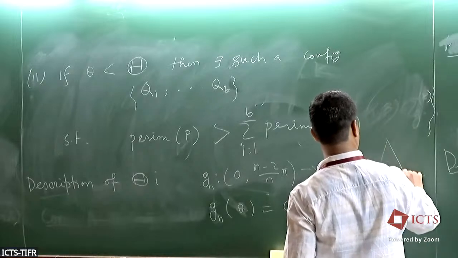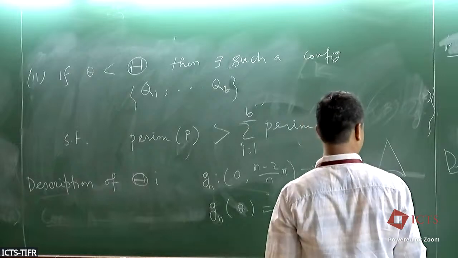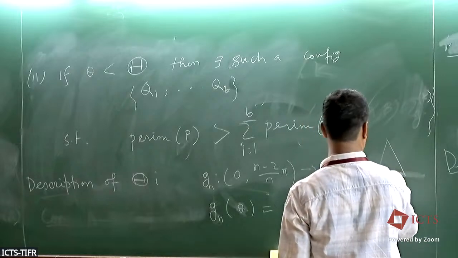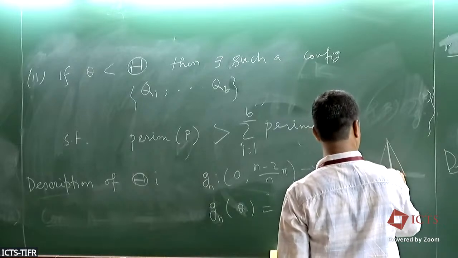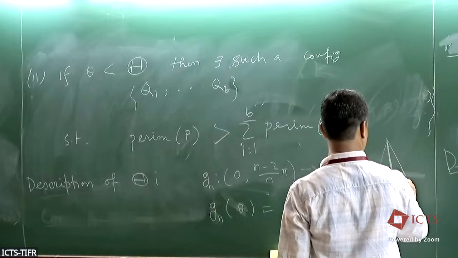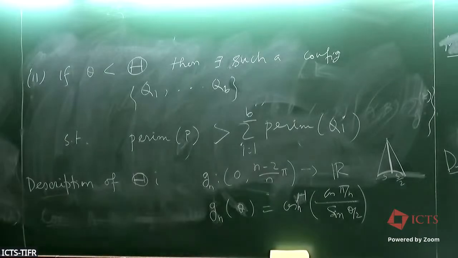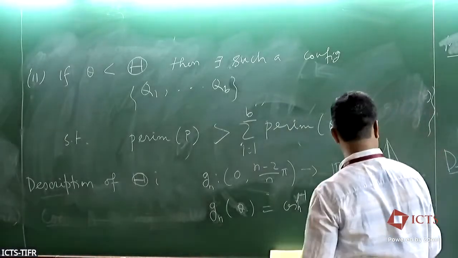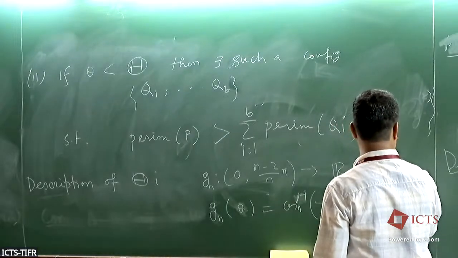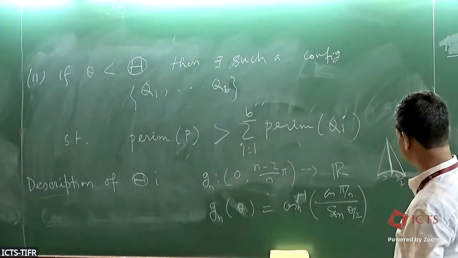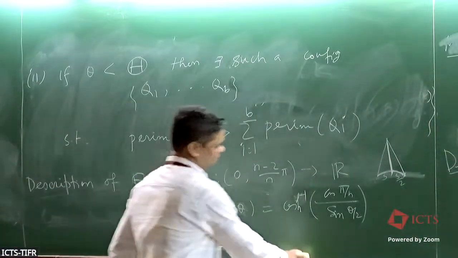So basically, if this is a triangular section of the polygon P, and this is the side length s, then s over 2, the half of the side length of the polygon P, is basically gn. gn of theta is equal to this length, half of the side length. And now what is theta?